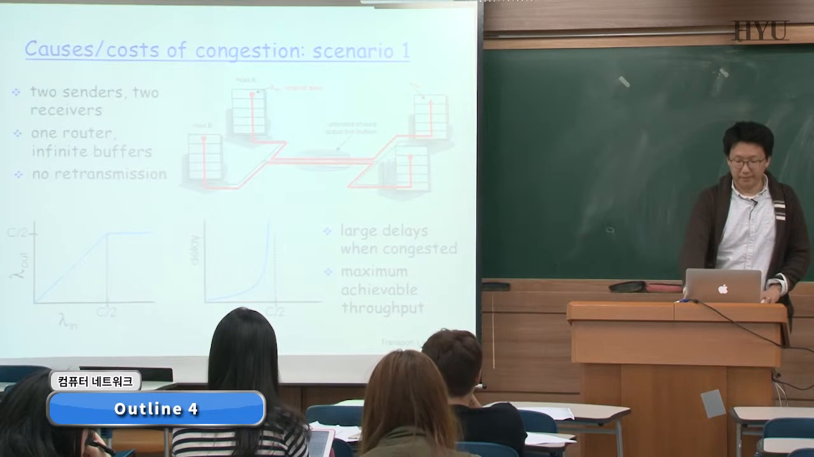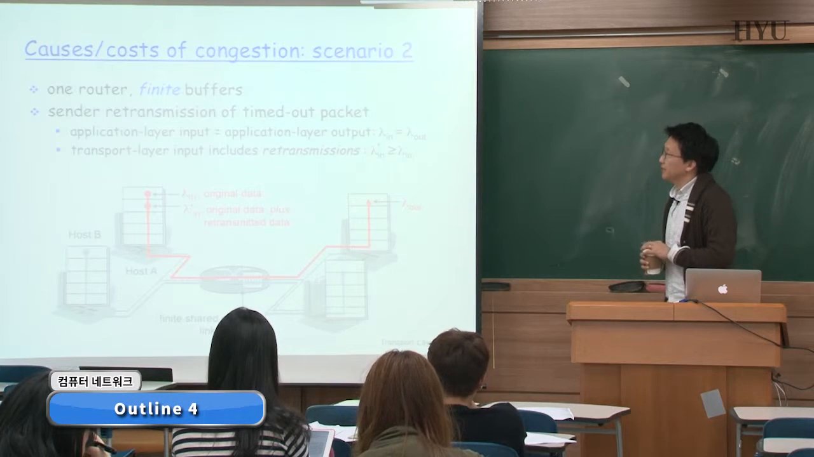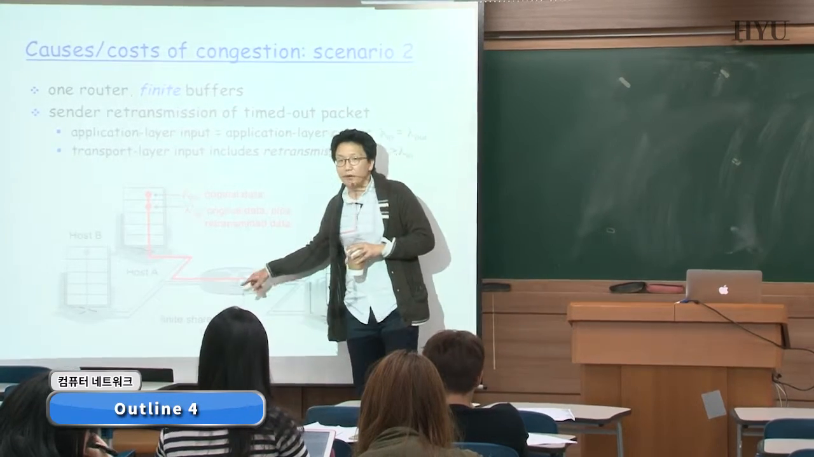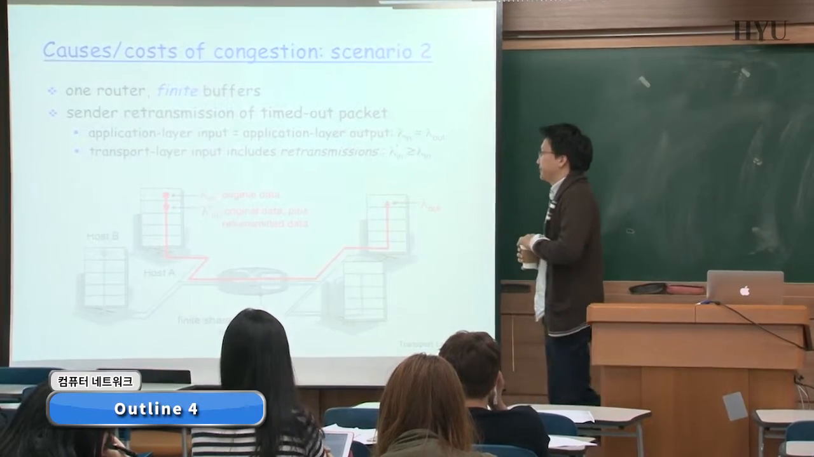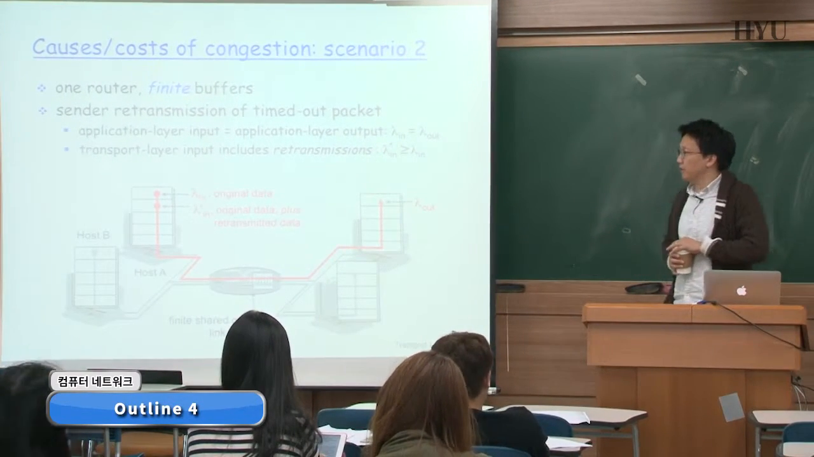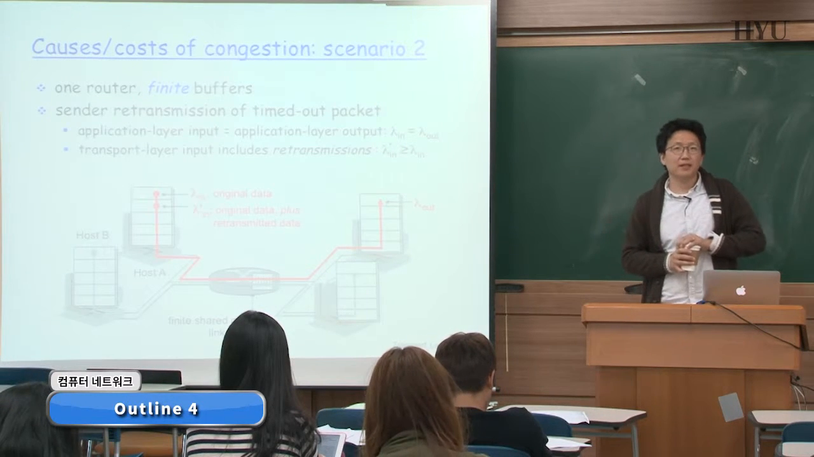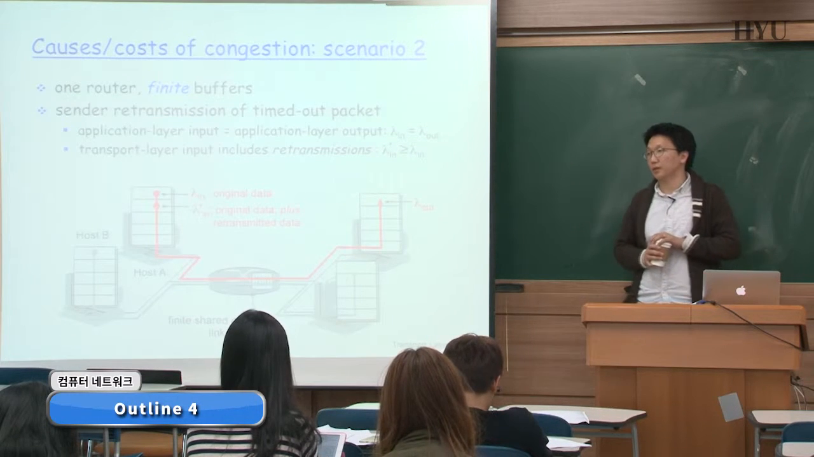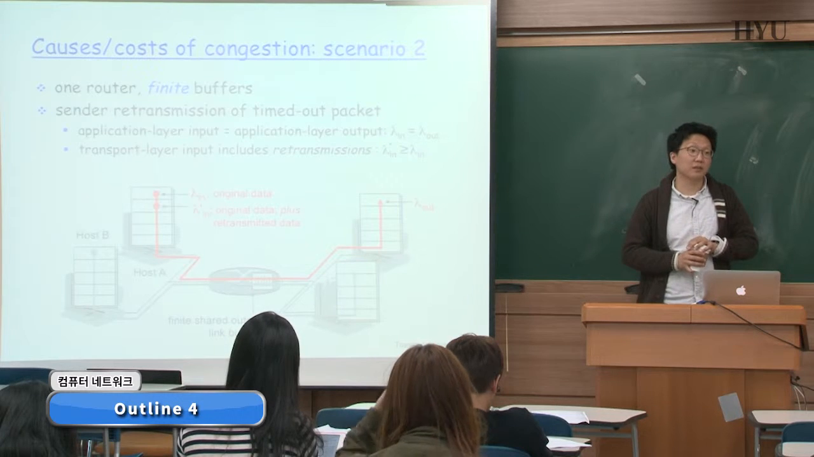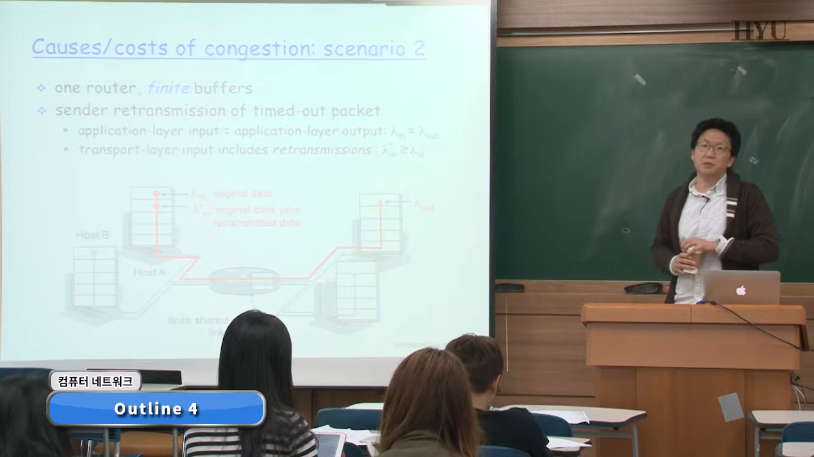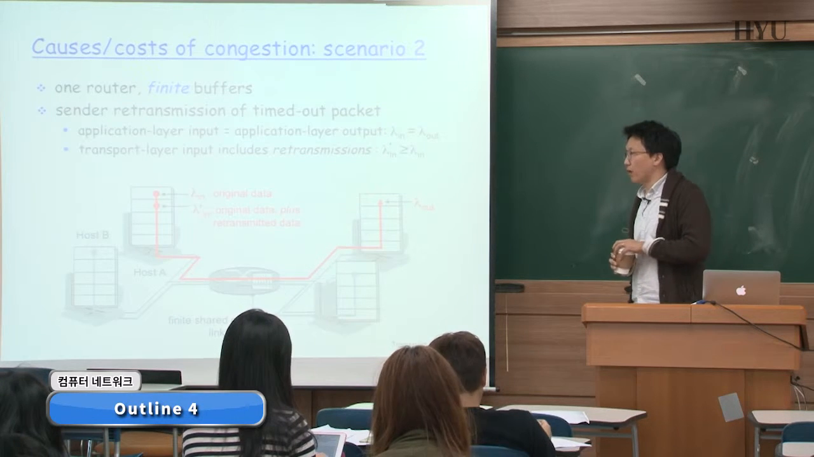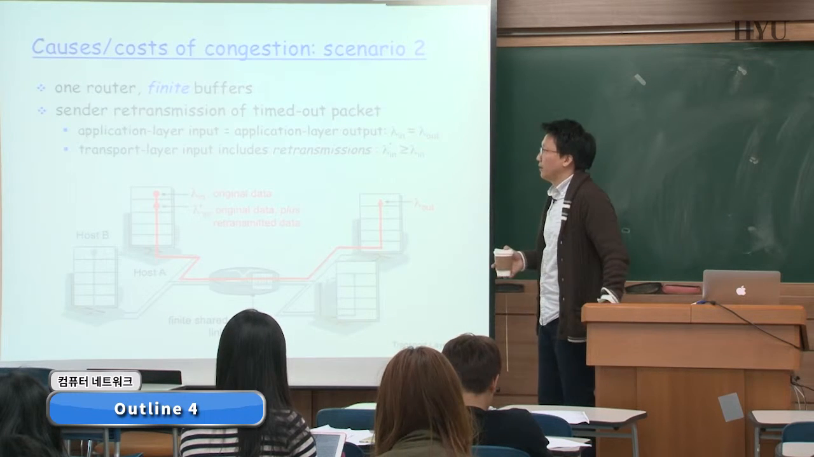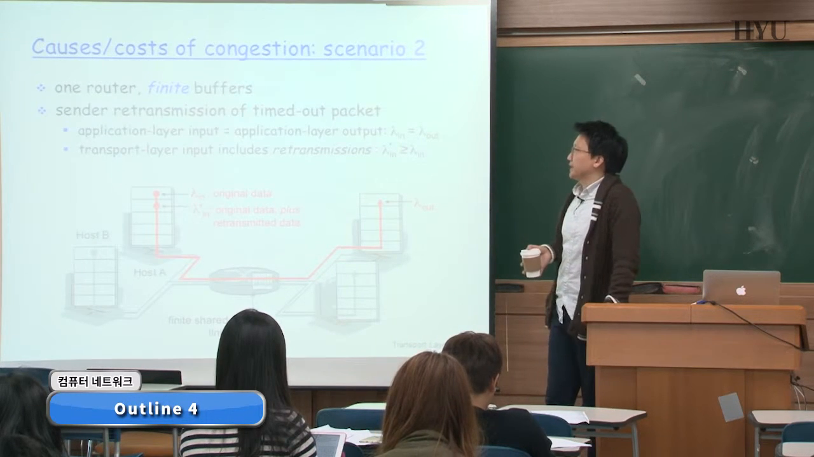What about other scenarios? This time, scenario 2, one router, finite buffers. So the buffer has limits now. If we have a buffer with limits, then there might be cases where some of the packets cannot get into the buffer space, cannot get into the queue. So that packet may get lost somewhere in between, because there is no space for certain packets to go into the router. The network doesn't know what to do, maybe it simply ignores it. The sender retransmits the timed-out packets.